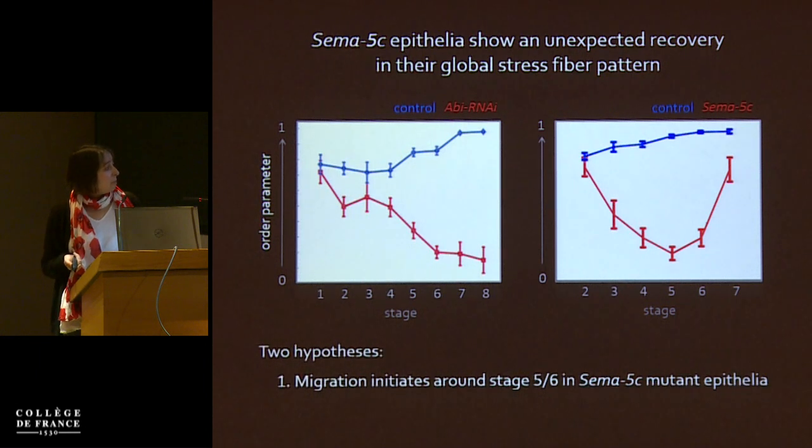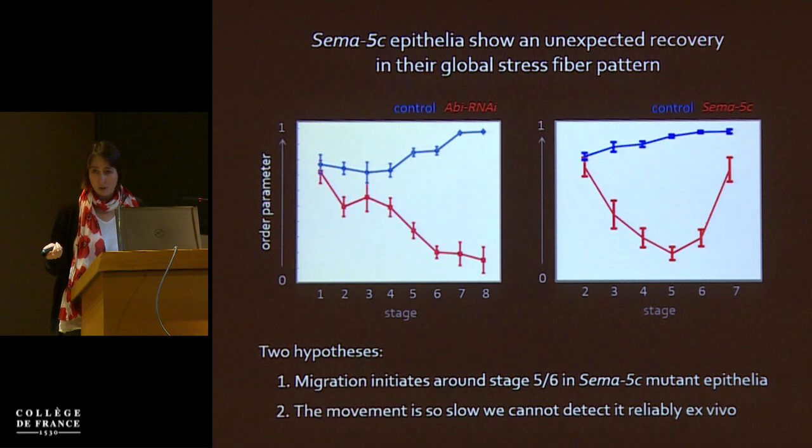The first was that migration might actually be initiating much later than it normally does during development, and that since we can't see the movement through the ex vivo live imaging, it might actually be extraordinarily slow.